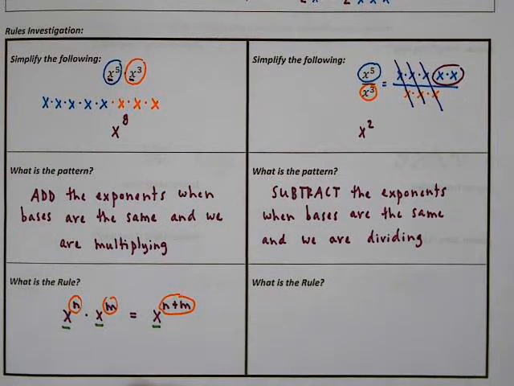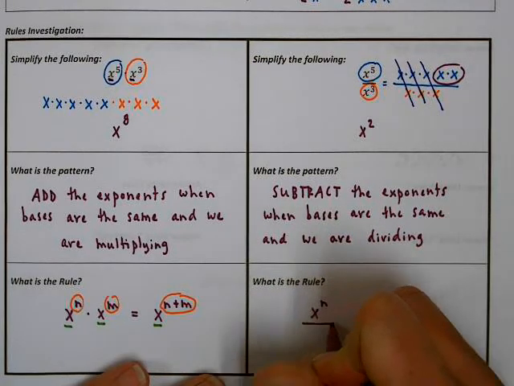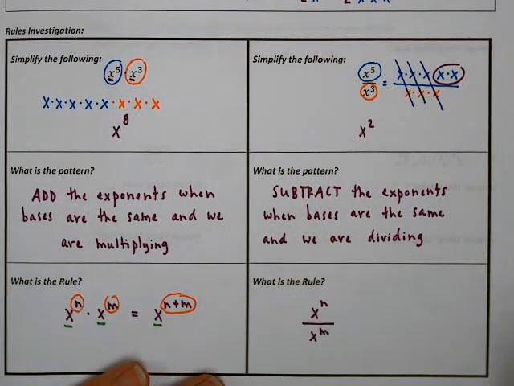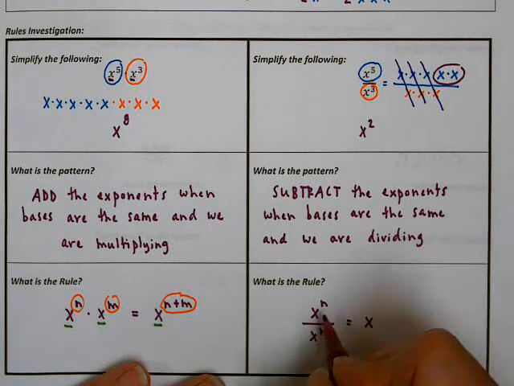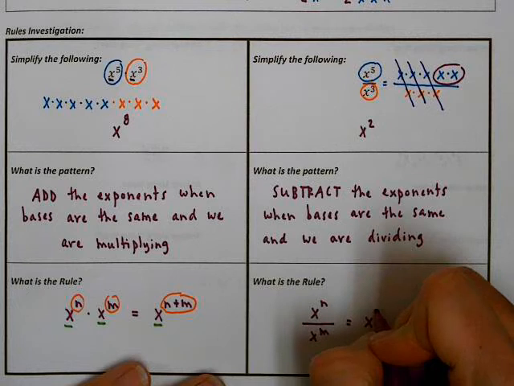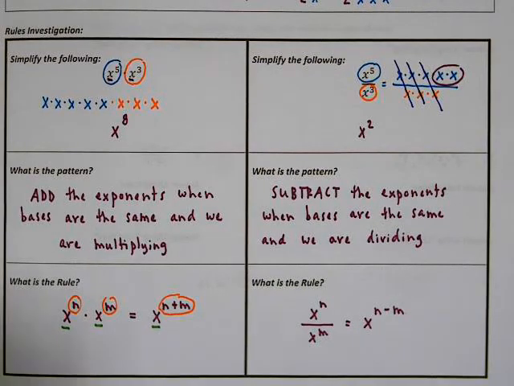So now, if again we're looking for a general rule, if I have x to the n over x to the m, now in this case my base is going to stay the same, but I'm going to subtract those exponents. I'm going to start with the 1 on top and subtract the 1 on the bottom. So those are the 2 rules we have so far.